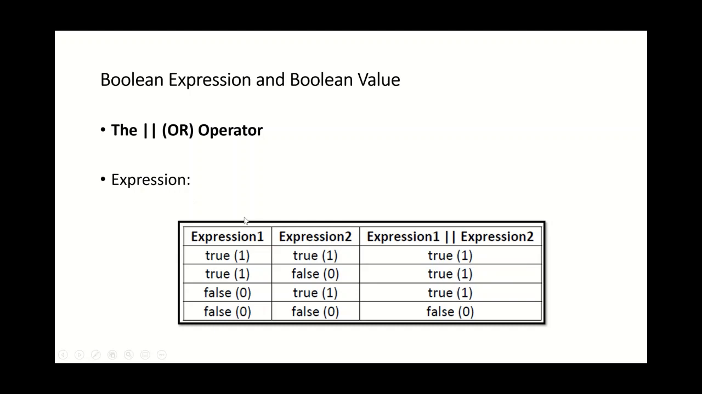Next is the OR operator. This is the expression for the OR operator. How can you get a true result for the OR operator? If at least one of the expressions is true, your result will be true. For example, for the first one, the first expression is true and the second expression is true, so expression 1 or expression 2 gives you true. In the second example, the first expression is true and the second expression is false. True or false, you will get true. But if both expressions are false, as in the last example, your result will be false.